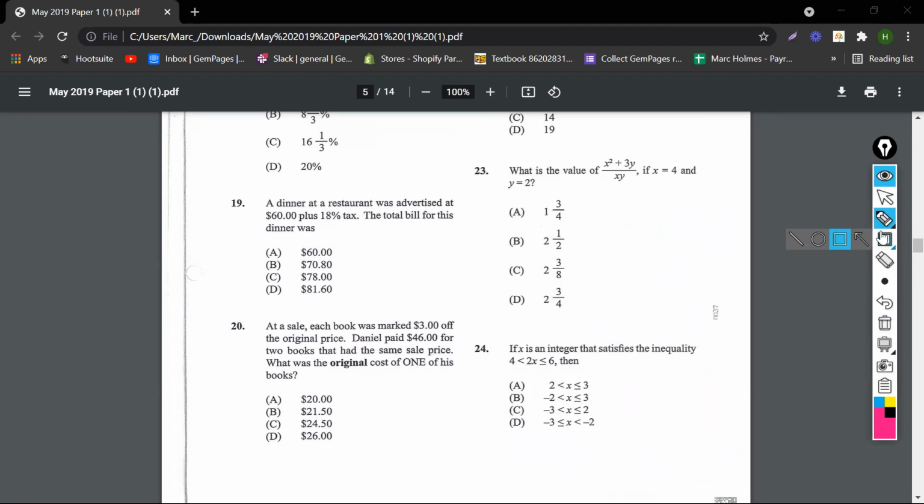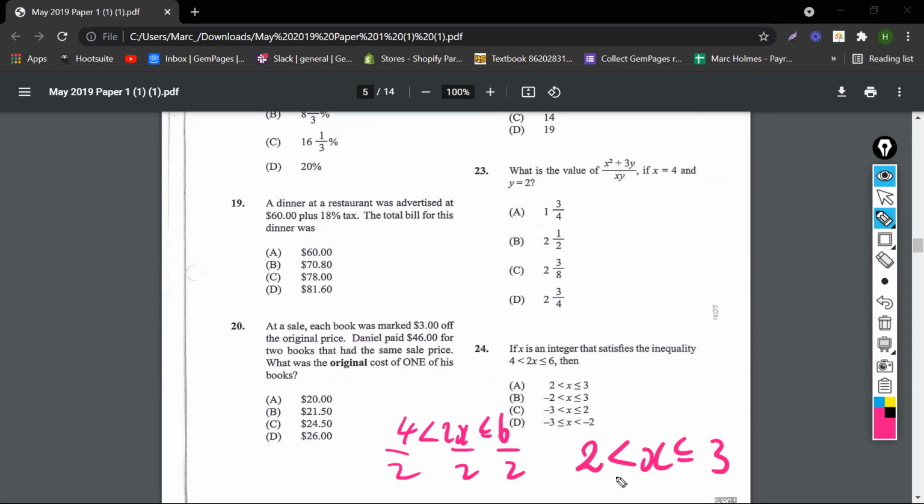The last one, 24 here, says, if x is an integer that satisfies the inequality, 4 is less than 2x is less than or equal to 6. Then, guys, you just have to divide everything here by 2. And you're going to end up with 2 is less than x is less than or equal to 3. And this is the answer for sure. So the answer is A, no doubt.